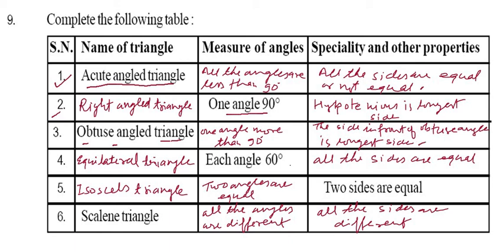Now equilateral triangle, each angle has 60 degree and all the sides are equal. Now isosceles triangle, two angles are equal and two sides are also equal. Scalene triangle, all the angles are different and all the sides are different. So you can write in your copy. Now come to this one.